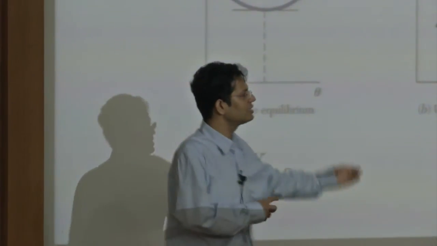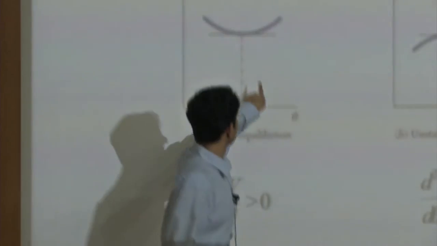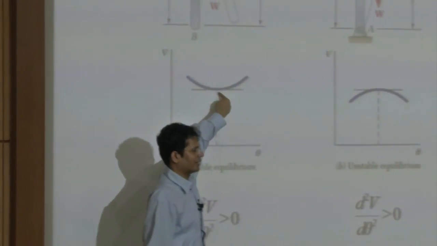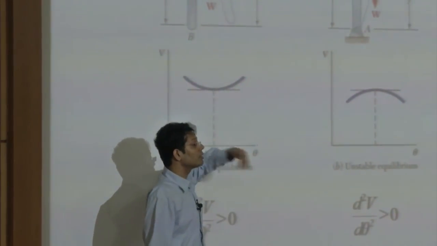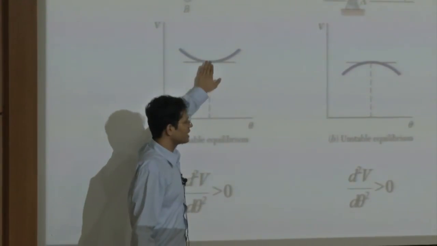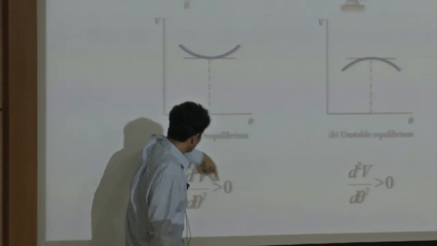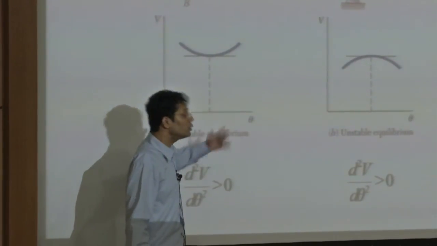Because for example, if you do a Taylor series expansion for V, think about it like this: locally it looks flat, but there is an additional correction. The first correction is dV by d theta equal to 0. The second correction is d2V by d theta square into delta theta square.